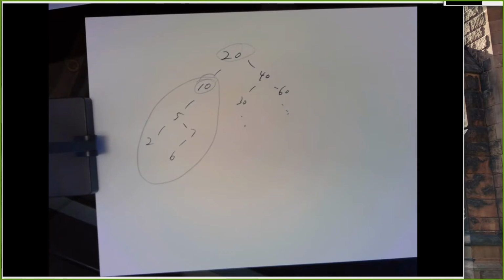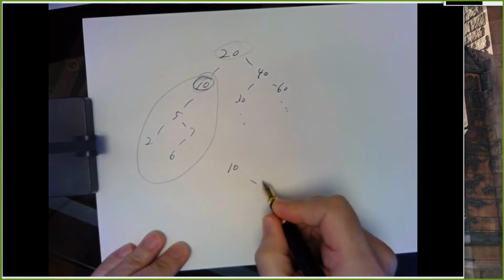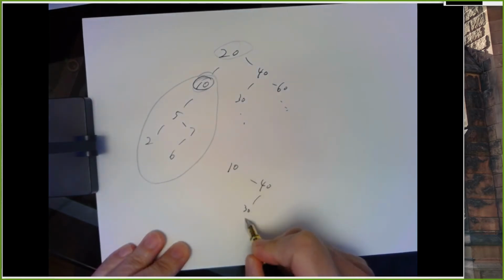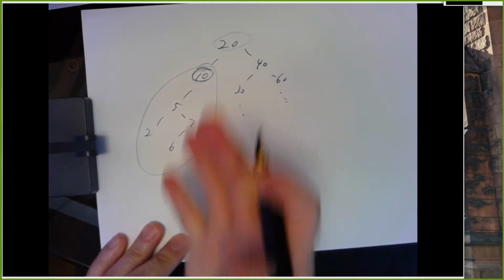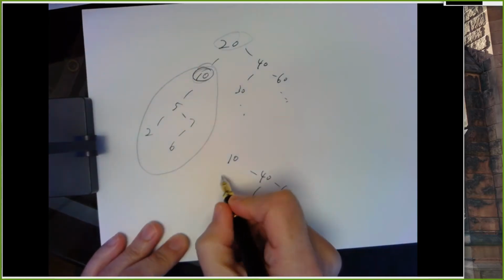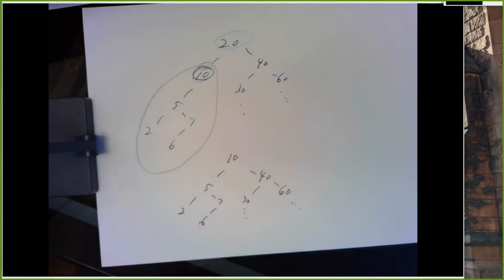And in that case, what should this tree turn into? Well, the largest node is the 10. That should become the root. Everything on the right should stay the same. And the left subtree of that node does not change at all. So there's your tree with 20 deleted.